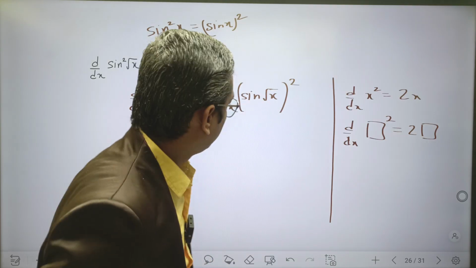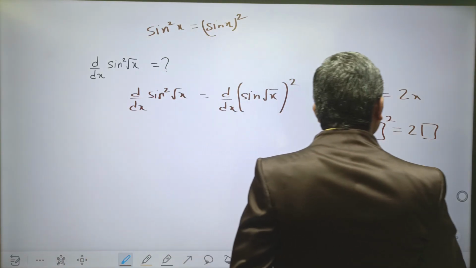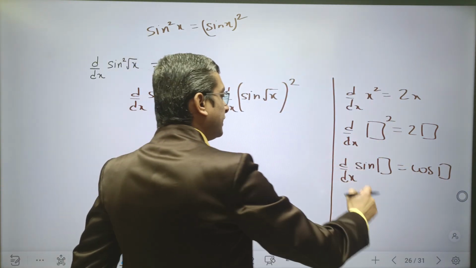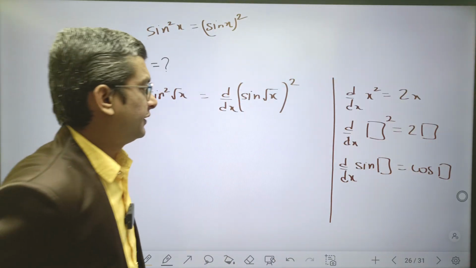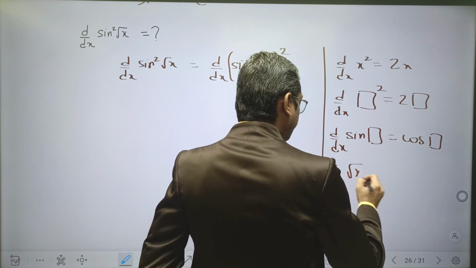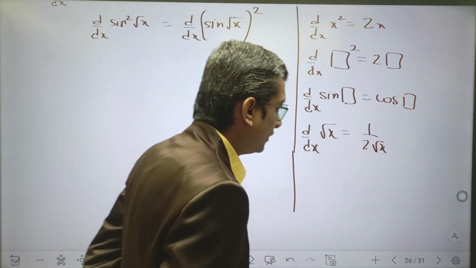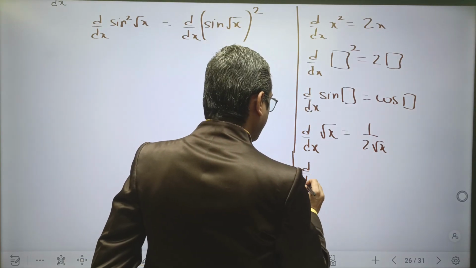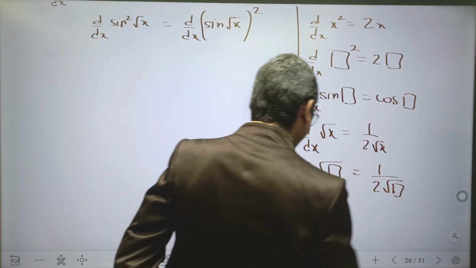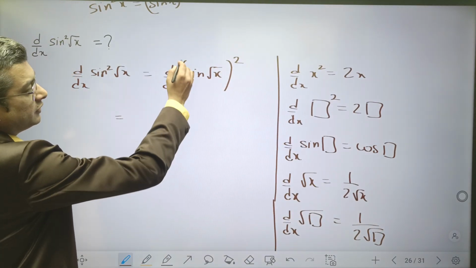for example. Now d by dx of, if you differentiate sine of box, this will be cos of box. Box may have anything, don't bother about that, but sine gets converted into cos if you differentiate it. Then the third is d by dx of root over x. This we have found, that is 1 by 2 root x by using the same formula x to the power n, isn't it? So this will be d by dx of root anything in box. This will be 1 by 2 root anything in box, isn't it? Now, step by step, the very first function here you are getting is this bracket square.